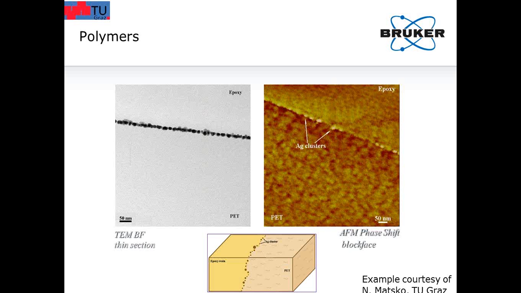The TEM clearly shows the embedded nanoparticles, but provides no differentiation between the polymers. The AFM phase image shows the different morphology of the two polymers, but only reveals the silver particles exposed on the surface. Taken together, the two techniques provide a complete picture of the sample.